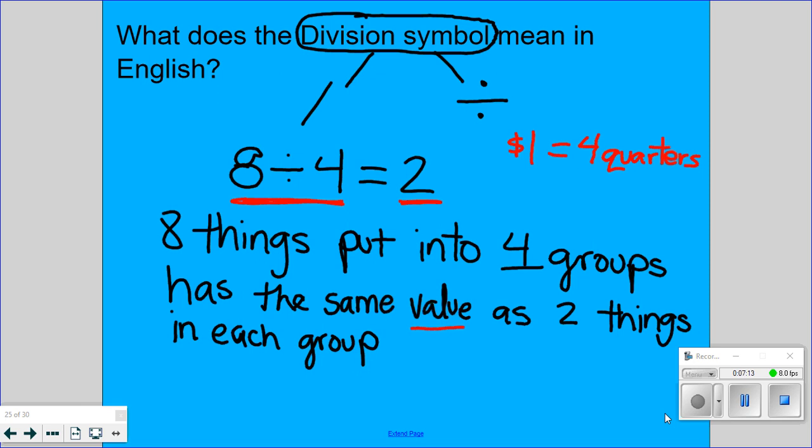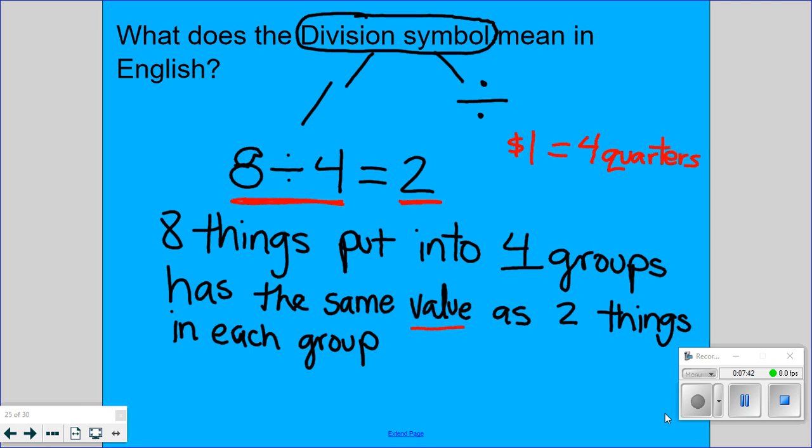But what does the 8 mean? Is it okay to say each group having 2? Yeah, that's fine. What does the 8 mean? The 8 is the 8 things that you started with. So maybe you had 8 cupcakes. And you put them into 4 groups, and so now each group has 2 cupcakes. Evelyn? 2 things. Yep.